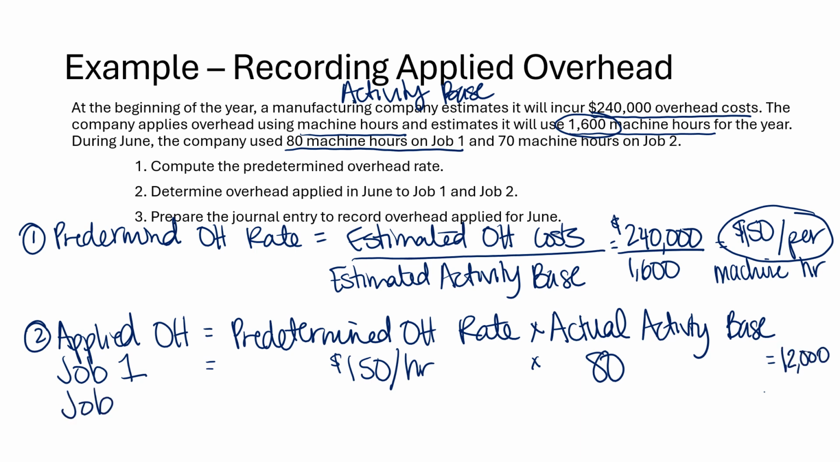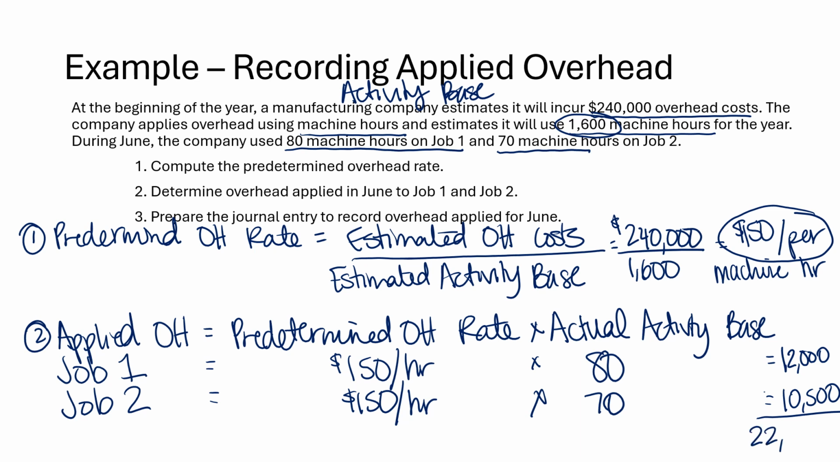Then you do the same for job 2. It's going to be the predetermined overhead rate of $150 per hour. And for job 2, that's going to be times 70 machine hours, which gives a total of $10,500 for that job. When we add these together for our journal entry, that gives the total amount of applied overhead of $22,500. So this is the amount that's going to be used in the journal entry.